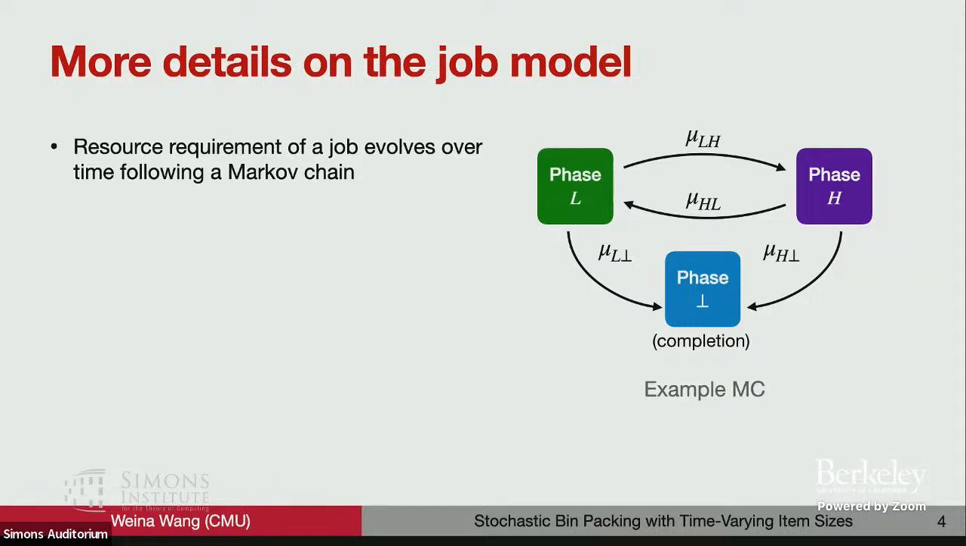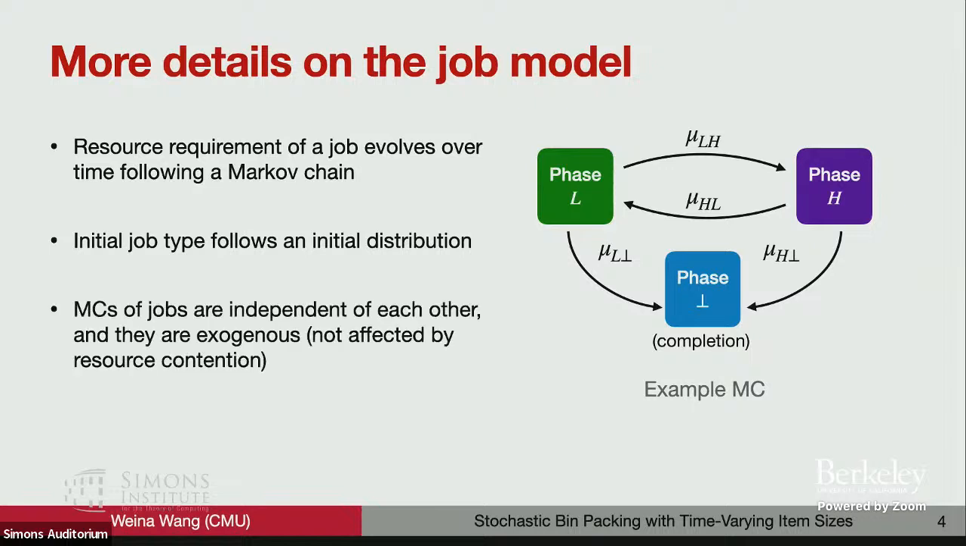And there's a special phase that denotes the completion of the job. Once you enter this phase, that's an absorbing phase, you're never going to leave, so the job is completed. This is just an example; our model could work with a more general Markov chain with different phases for different amounts of resource requirements. If a job is in phase L, we call it a type L job. If it's in phase H, we call it a type H job. And the initial type is given by an initial distribution among those two phases.